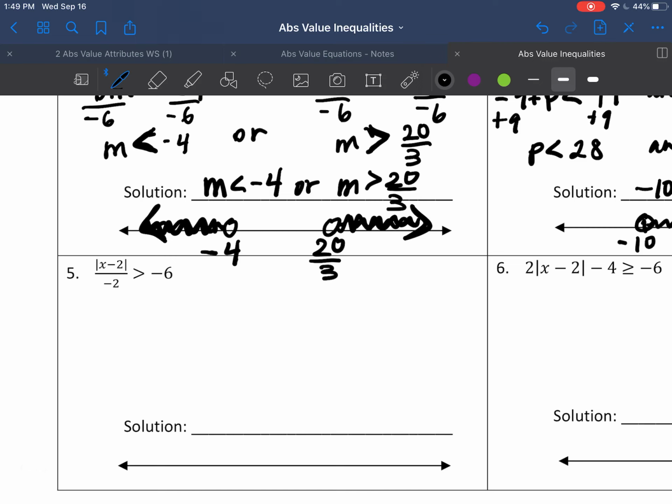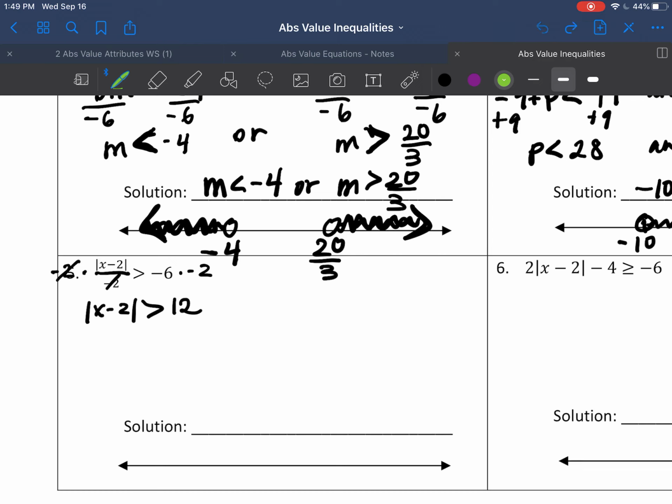Okay, number 5. This absolute value is being divided by negative 2. We need to take care of that first. Okay, so if I want to get rid of divided by negative 2, I need to multiply by negative 2. On the left, those cancel, leaving me with just the x minus 2. Negative 6 times negative 2 is positive 12. Okay, now we are ready to decide.